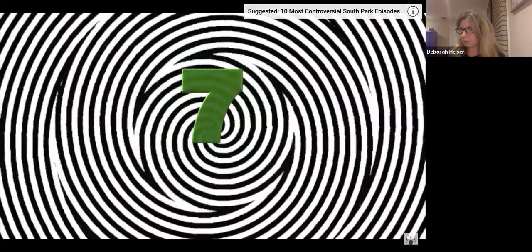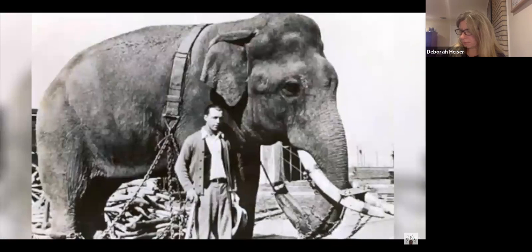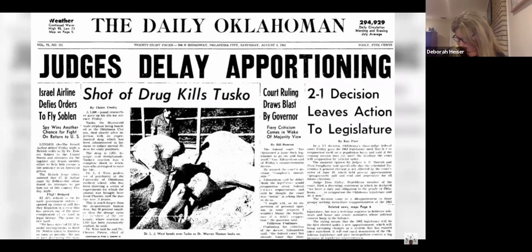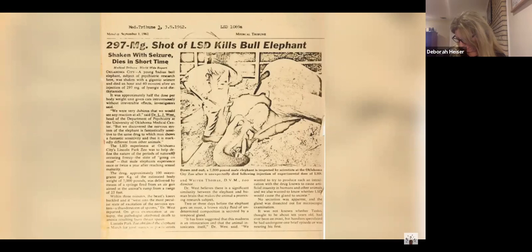Elephant on LSD. In 1962, Warren Thomas, the director of Lincoln Park Zoo in Oklahoma City, injected an elephant named Tusko with 3,000 times the typical human dose of LSD. It was an attempt to make his mark on the scientific community by determining whether the drug could induce the aggressiveness and high hormone levels that male elephants experience periodically. The only contribution Thomas made was to create a public relations disaster, as Tusko died almost immediately after collapsing and going into convulsions.